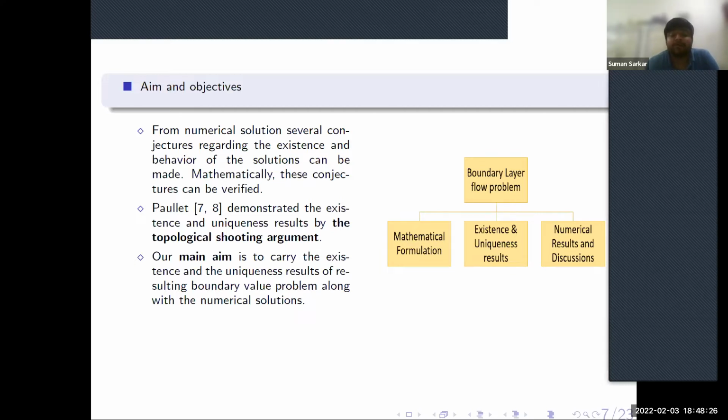Our main objective: first consider a boundary value problem, then we reduce the governing Navier-Stokes equation into a nonlinear ODE, then we discuss the analytical results, the existence and numerical results of the reduced differential equation. Next, numerical results and discussion.